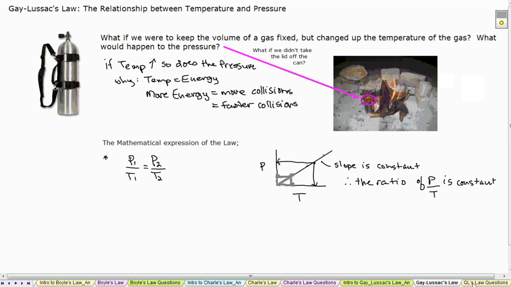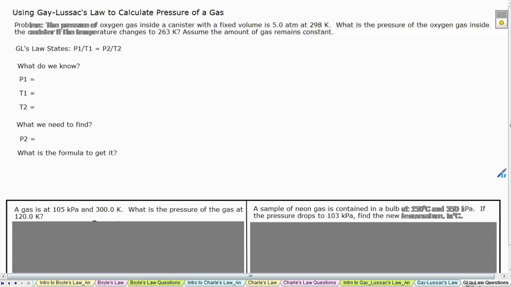Now what we can do is look at a quick question where we put this into practice. We've got a problem here. We've got oxygen gas inside a canister. The canister's got a fixed volume, but this gas is at 5 atmospheric units of pressure. So we know our units of pressure. And we know what our temperature is. It's at 298 Kelvin.